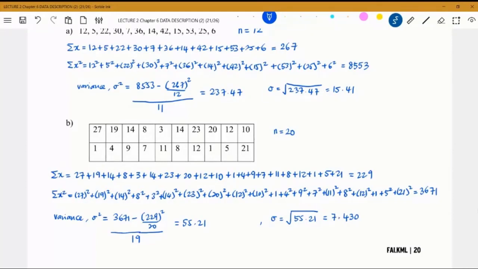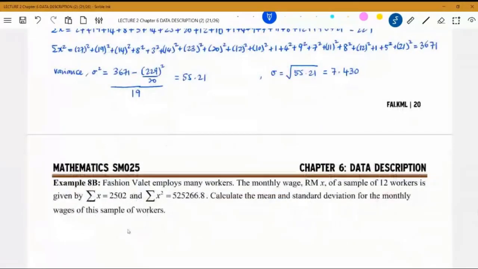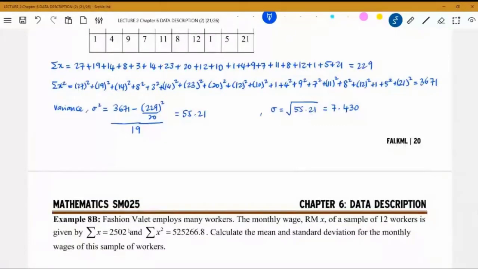Okay, yang lain dapat tak? Yang tak dapat tu kira balik, takut salah calculate. Alright, okay. So the next one, which is example 8B. So the question already provide the summation x and summation x squared. So you just have to calculate the mean and the standard deviation. So as you can see here, it's given the n here. So n will be 12, summation x there, summation x squared there.